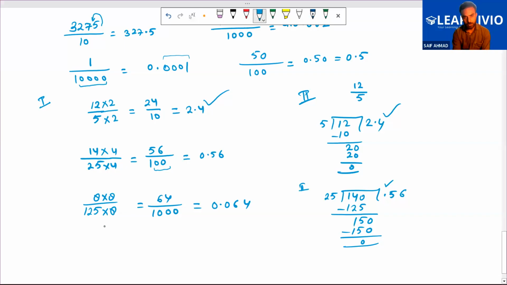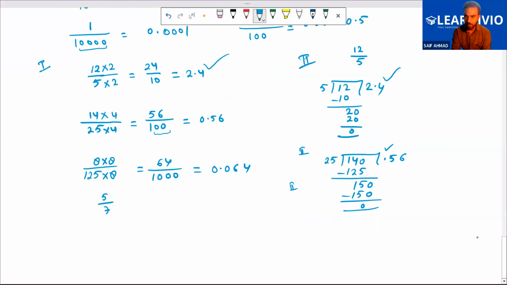If you have, for example, 5 upon 7, in the denominator you have an odd number. So you cannot make it a multiple of 10 because it is an odd number. So how do you make it decimal? There is only one way, the second way. You have to divide directly. If you have odd numbers, you have to divide directly like this. In that case only division is possible.